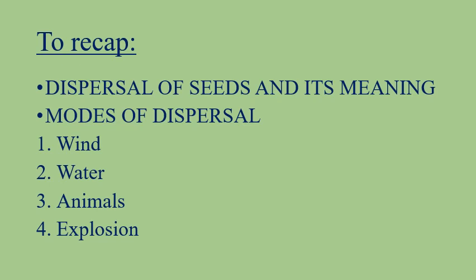Let us quickly recapitulate what we have learned today. Dispersal of seeds, its meaning and its importance. We have discussed the different modes or agents of dispersal: wind, water, animals, and explosion. Please note that the examples are a very important part of this topic and it is necessary that you learn them all.